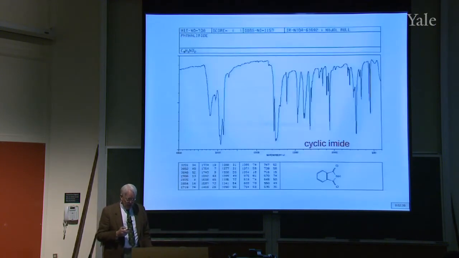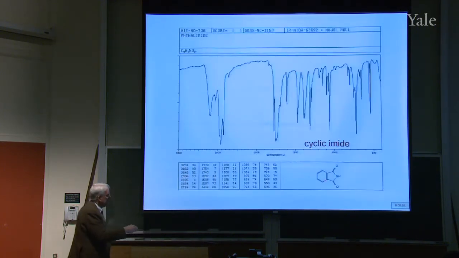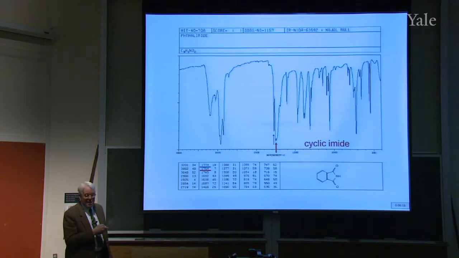Now, if you compare that with this cyclic imide, which is another acid derivative where nitrogen is attached to the acyl group, and now we look at the peaks here, you see a strong peak at low frequency and a weak peak at high frequency. So it's exactly the opposite. Can you see why it would be the opposite?